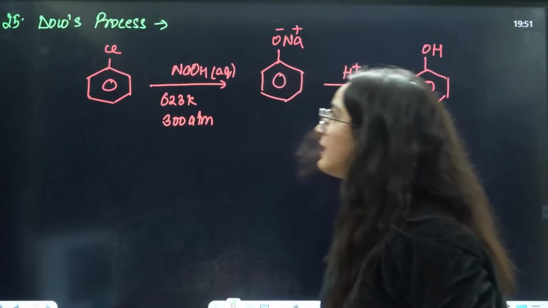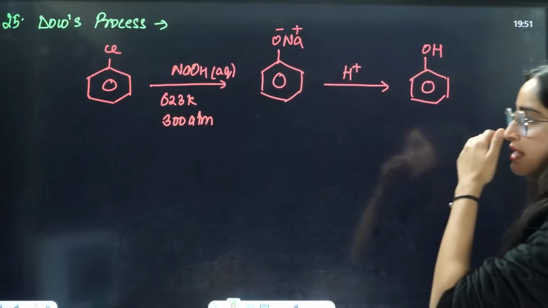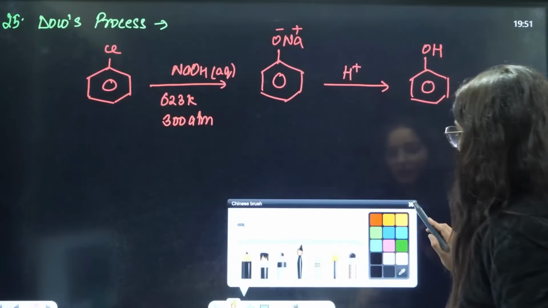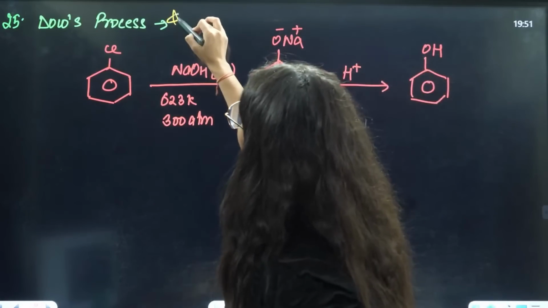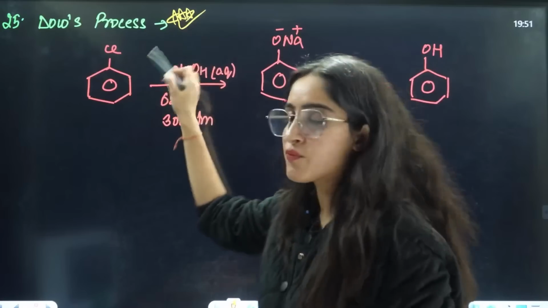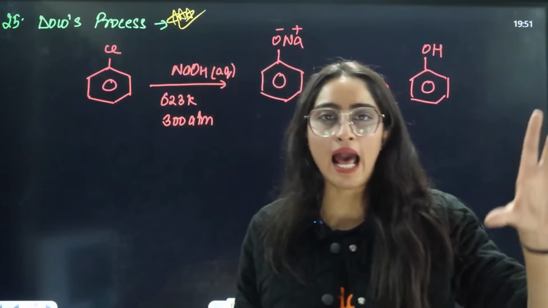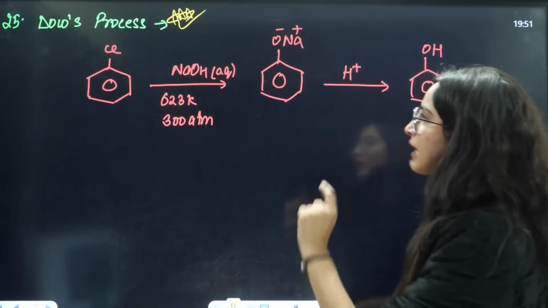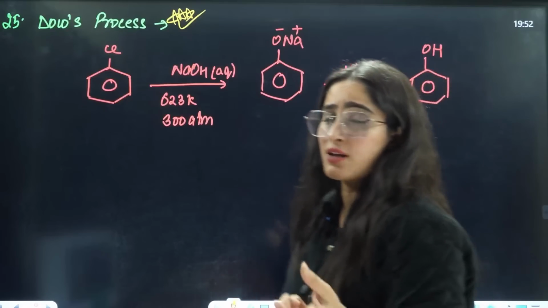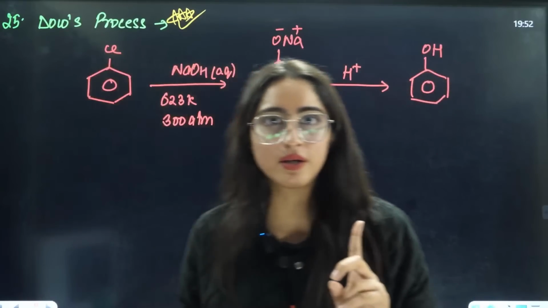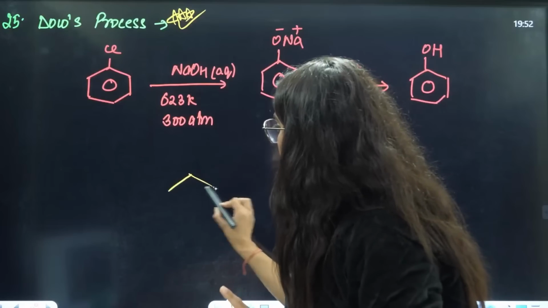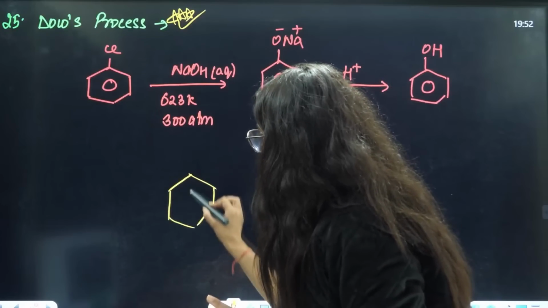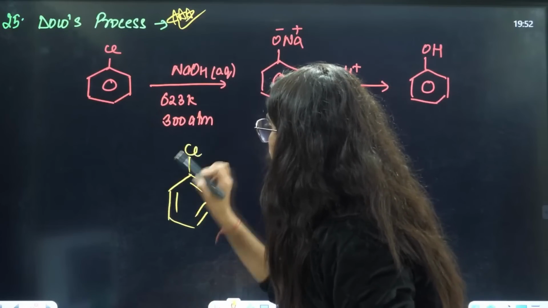Again, next is Dow's process. Dow's process, again, a very, very important process. Here we should also know a little bit of the mechanism as well. So in Dow's process, you have chlorobenzene. The first question they can ask you is, why is this so difficult to break?